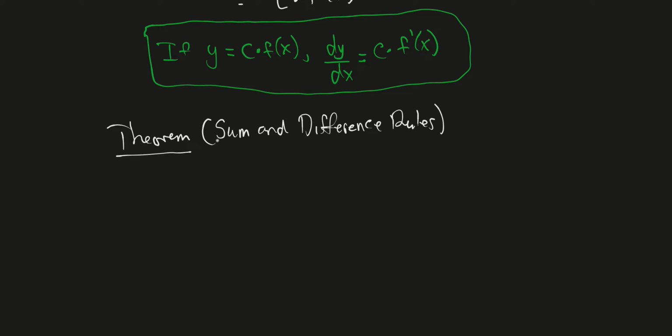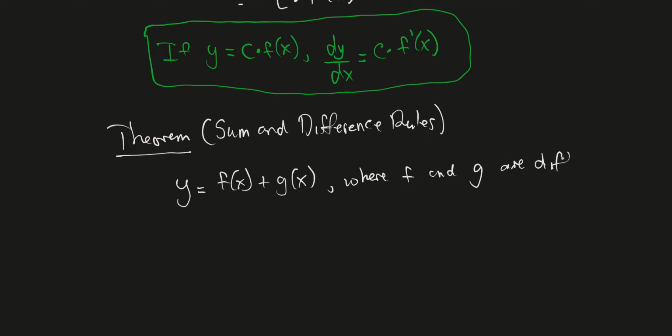Okay, so let's look at the sum. What this means is, suppose your function is not just one term, but there is another term. So what if it's like this? You have one function added to another function. And let's assume that these two are differentiable, where f and g are already differentiable. So the question is, what happens when I add them together?